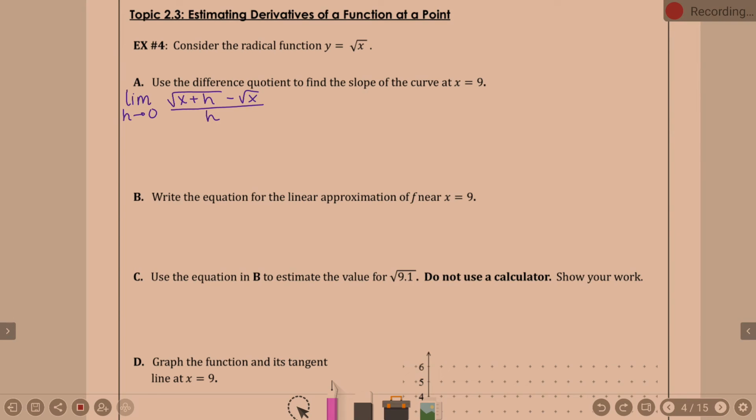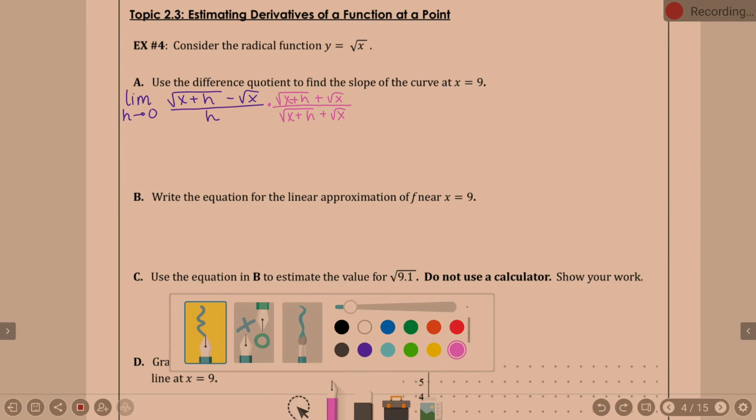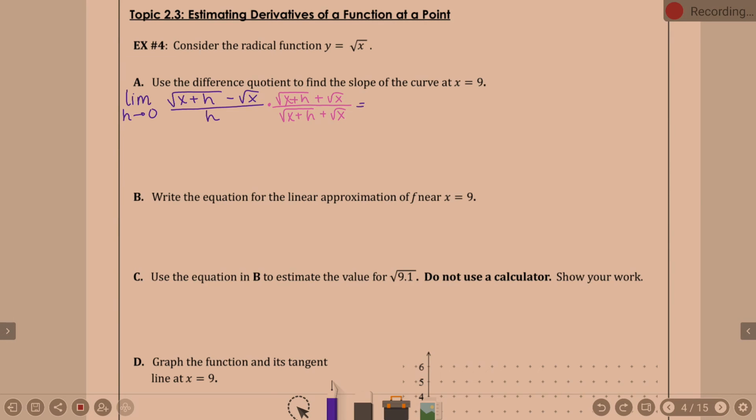Okay. Right now, if you plug in 0, we get 0 over 0. We know that's not going to work. We've got to make some magic happen. So when you have those two radicals being subtracted, multiply by the conjugate of that. So square root of x plus h plus square root of x over the same. Notice I'm going to write the word limit. Limit as h approaches 0.